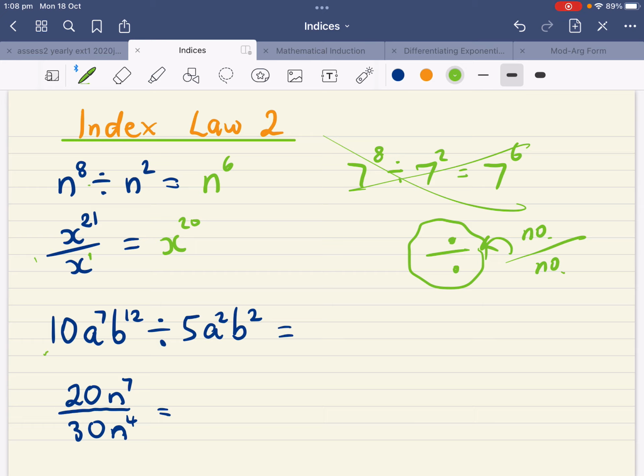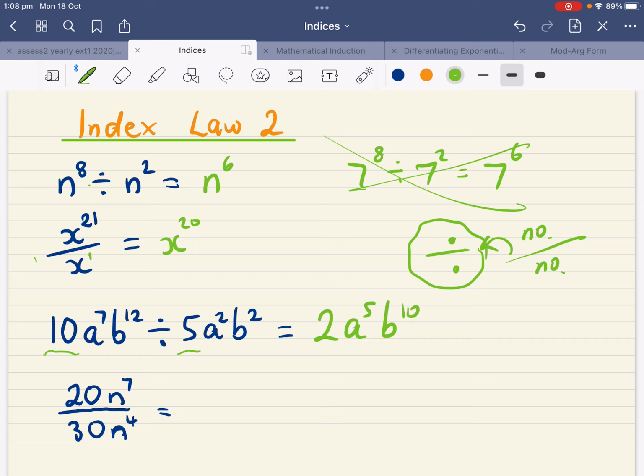This one here, we do have some ordinary numbers, which we're dividing, right? That 10 and that 5 are not indices, so we can't use the index law on those numbers. They will just operate like normal. 10 divided by 5 is 2. Now, when we look at the indices, that's when we use our index law number 2, because we're dividing those indices, so we subtract. And for b, here you would end up with b to the 10.